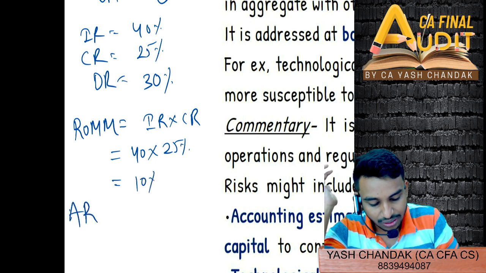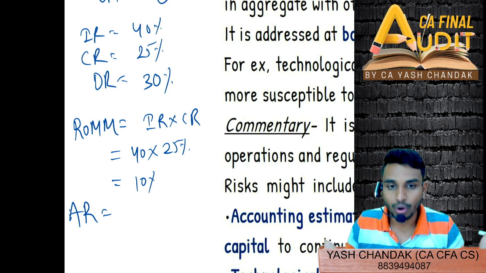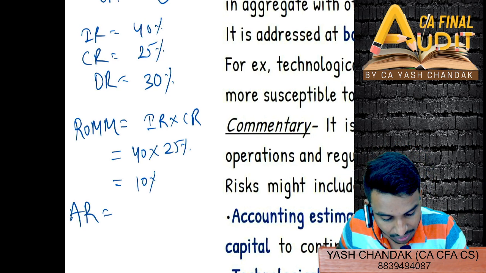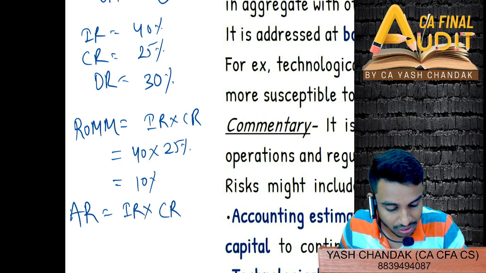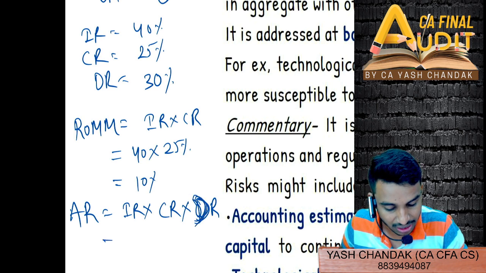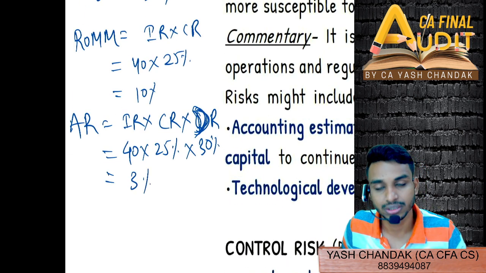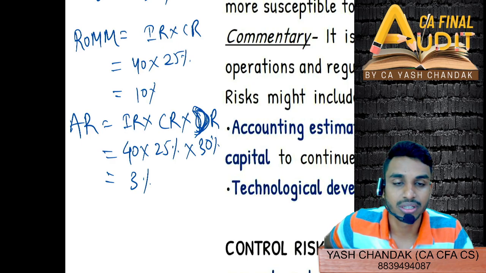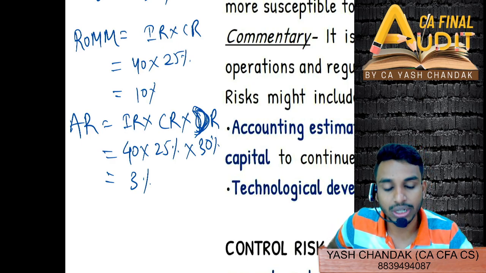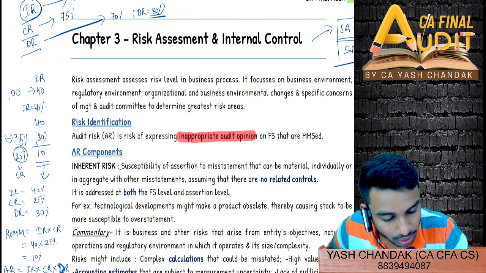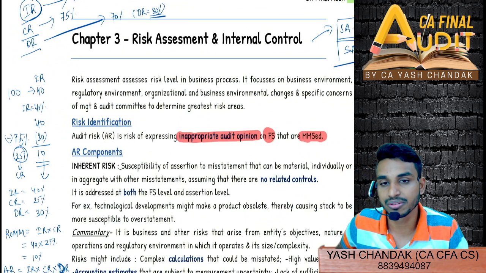Similarly, audit risk. Audit risk means in the entire audit, in the entire 100 items of financial statements, there is a chance that there will be some misstatements, either individually or when aggregated with other misstatements, amounting to 3%. What do you mean by audit risk? Important. Audit risk is nothing but the risk of expressing an inappropriate audit opinion on financial statements that are materially misstated. That means what?